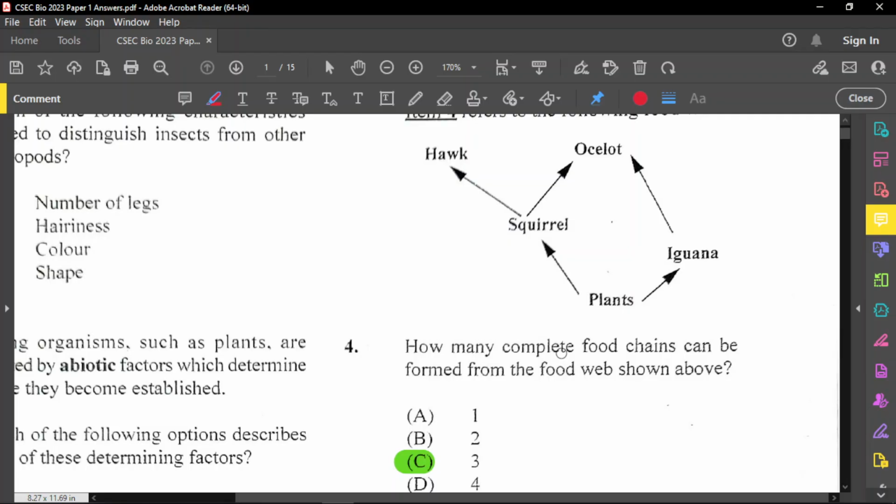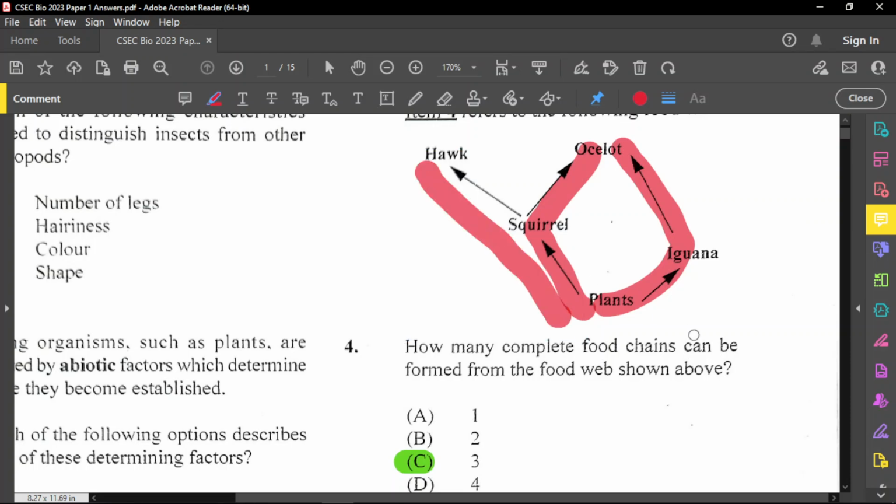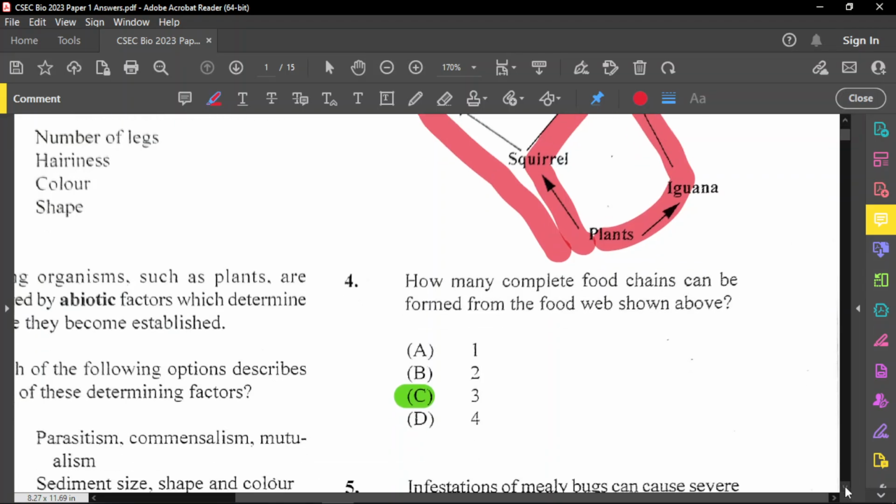food web shown above? And so by going through it from plants to iguana to the ocelot, that's 1. Plants, squirrel, ocelot, another 1, that's 2. From the plants, squirrel, and to the auk, that's another 1. So we have 3 food chains in this. So option C is correct for number 4.